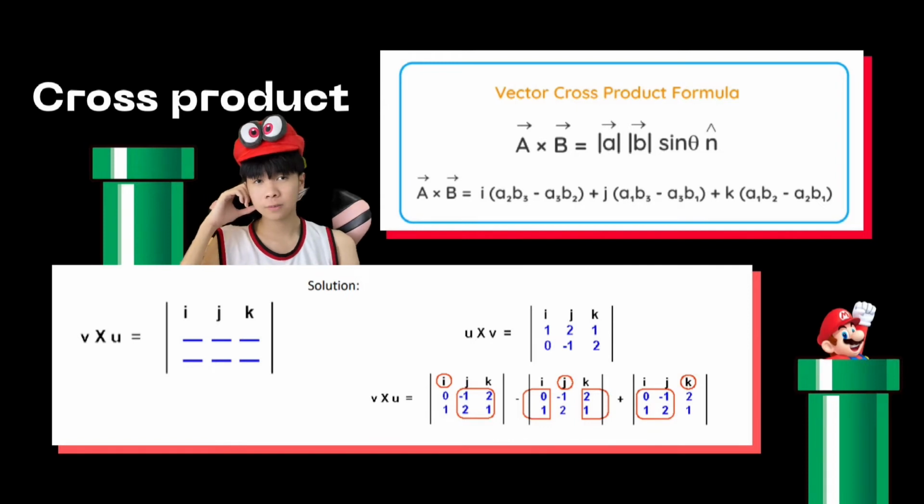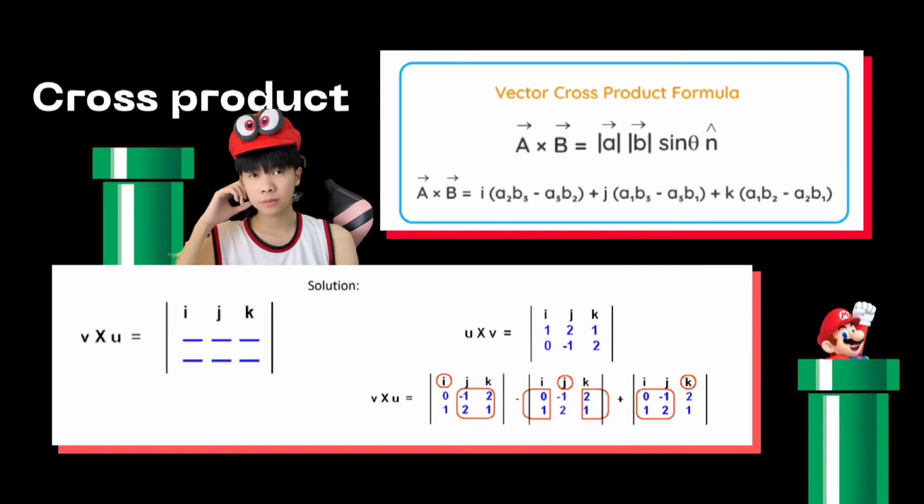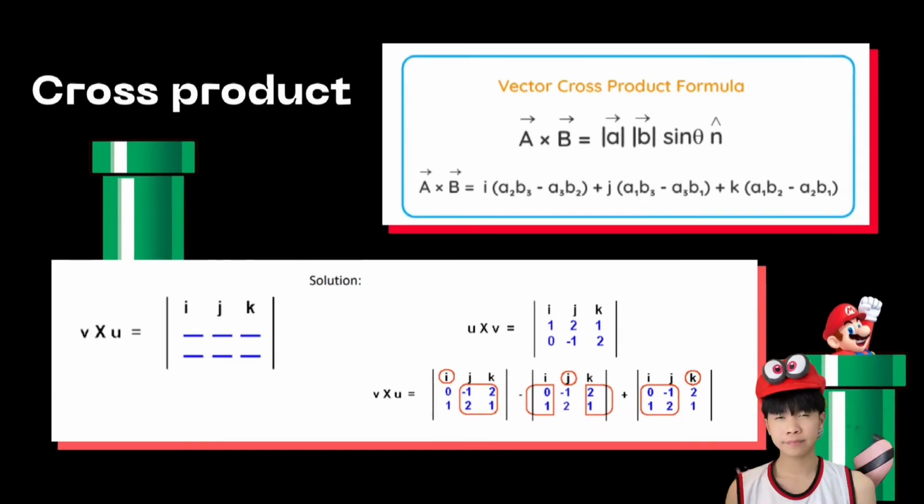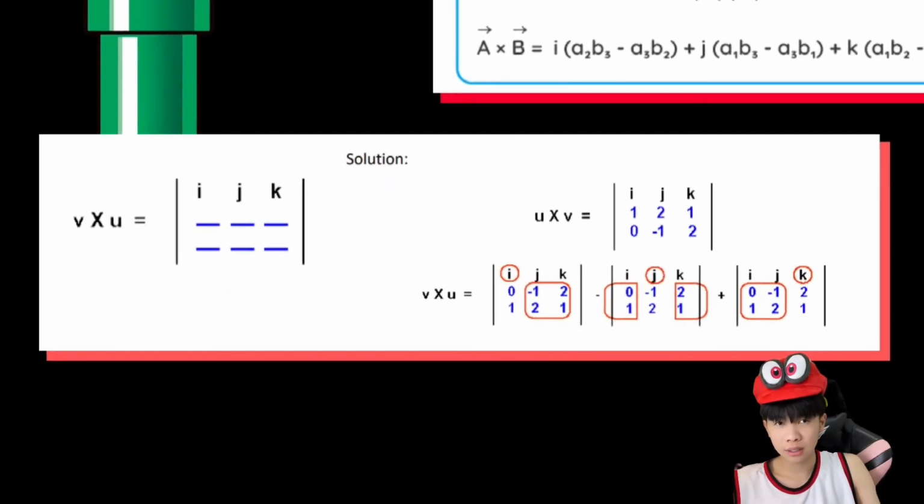The cross product can be written as i times the bracket of A2 times B3 minus A3 times B2, plus j times the bracket of A3 times B1 minus A1 times B3, plus k times the bracket of A1 times B2 minus A2 times B1. For the second formula, you can see the example in the bottom box. It may be a little confusing, but if you know it, it may be very easy to understand.